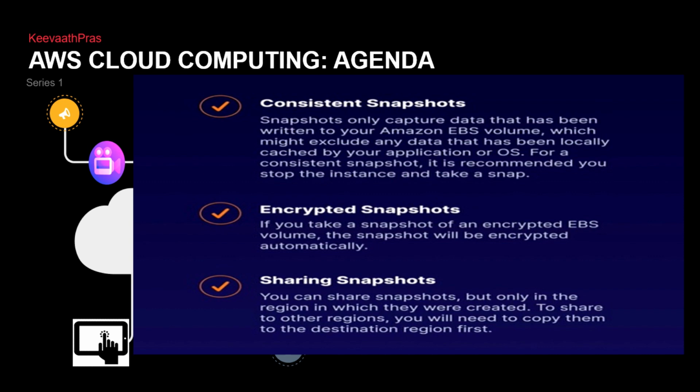Snapshots are consistent. You can also make a snapshot encrypted, and you can decrypt by using a key, and you can also share the snapshots, but only to the region in which they are connected. I'll tell you what it is. Always what you have to do is stop the instance and then take the snapshot. That is what is actually recommended. Stop the instance and take the snapshot.